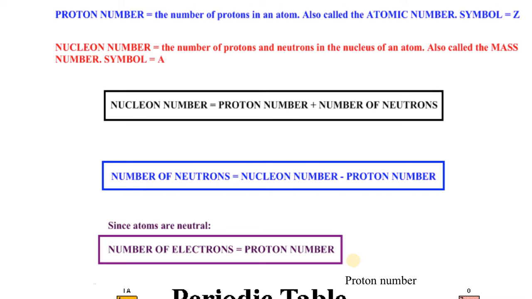So we refer to the number of nucleons in a nucleus as the mass number, and we use the symbol A. So just to reiterate, the nucleon number is the proton number plus the number of neutrons. Therefore, the number of neutrons is equal to the nucleon number minus the proton number. In other words, the mass number minus the atomic number. And the number of electrons is equal to the proton number or the atomic number when atoms are neutral.